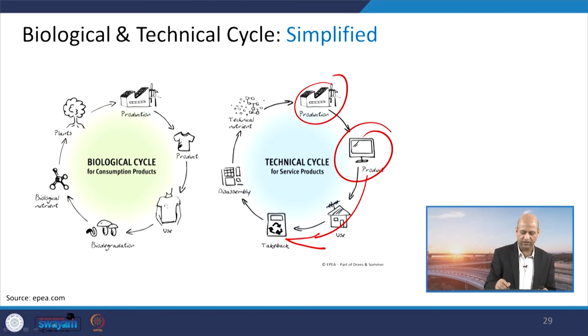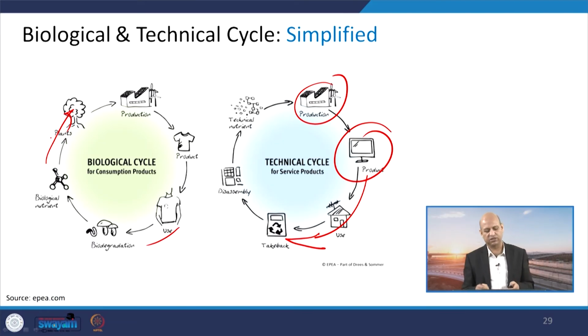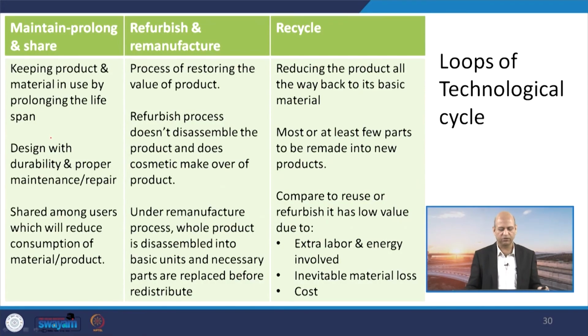In biological cycles, when a product is used and it is in biodegradable form, it goes to the plants as a nutrient. So, that kind of mimicry can be implemented in the technological cycle also. So, these are the loops of the technological cycle. When we talk about maintaining, prolonging and sharing, when we are sharing, then we are not discarding it as a waste. We can refurbish, remanufacture, we can recycle.